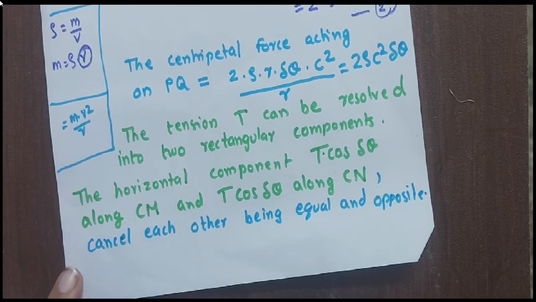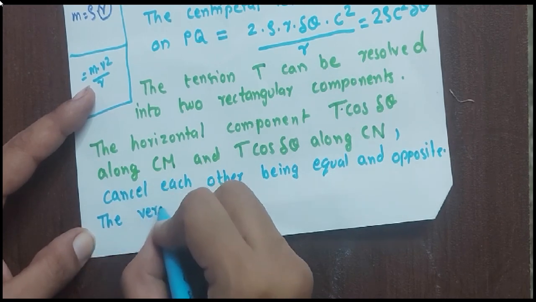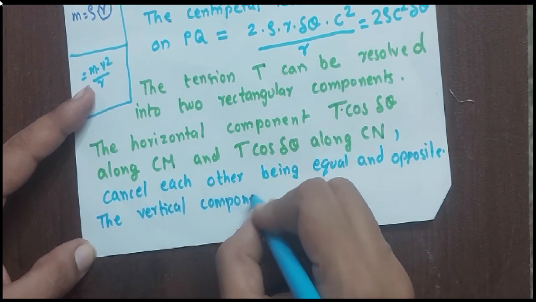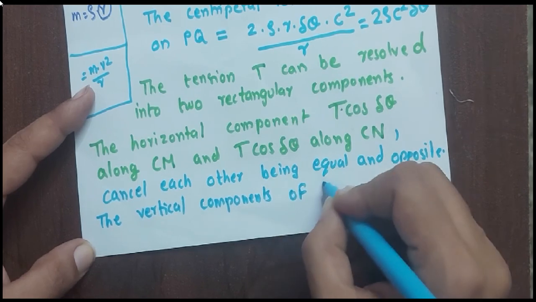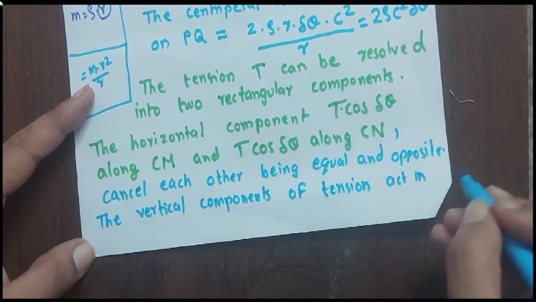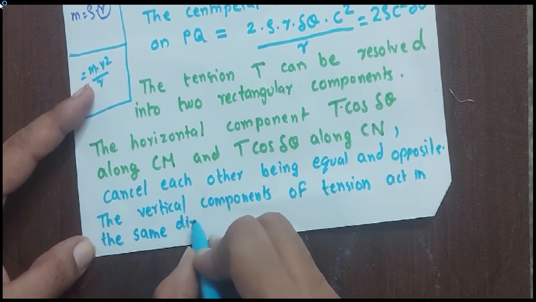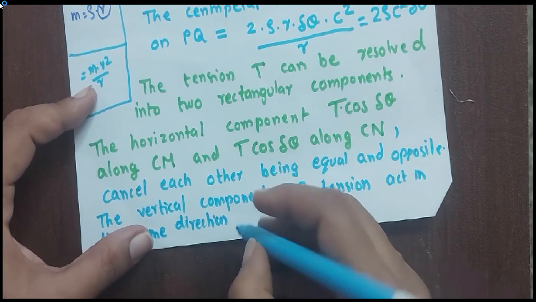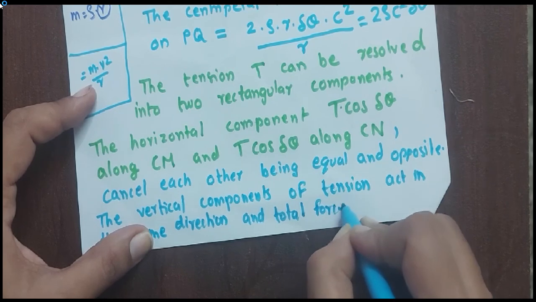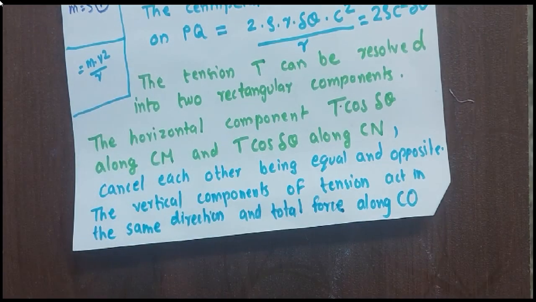Now we will consider the vertical component. The vertical components of tension act in the same direction and total force along CO. So let us see that.